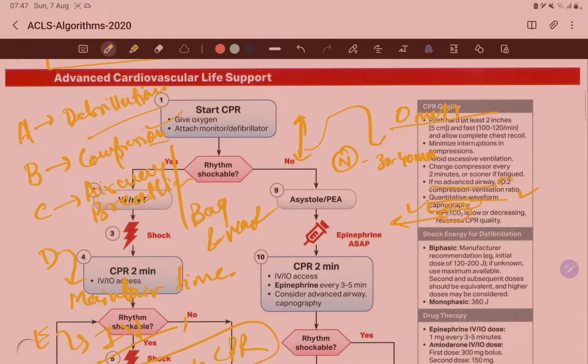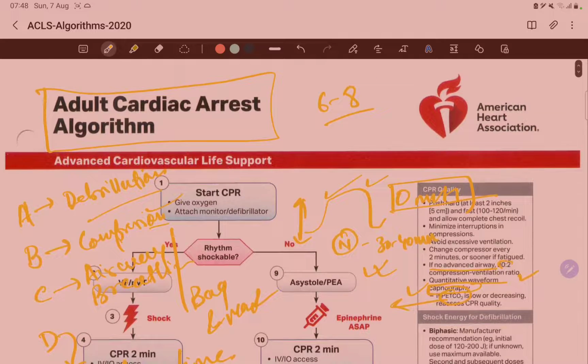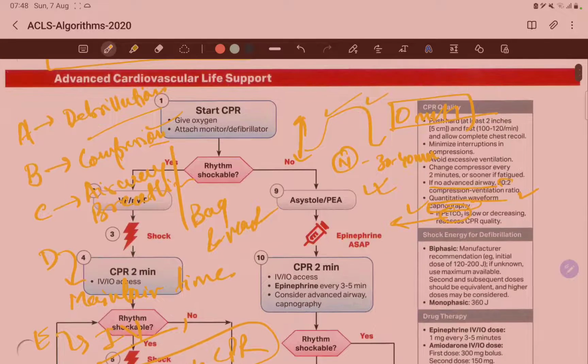So expired CO2 we measure. There is a monitor which measures the expired CO2. So when the patient is in cardiac arrest, there is no pulse, no cardiac activity, no respiration, so the CO2 will be zero, right? Now when we start doing compression, the best compressions will give you a capnography of around half, nearly 20 mmHg. That is our target. So we achieve around 15 to 20 during compression, to see the quality of compression, the quality of the CPR, right?